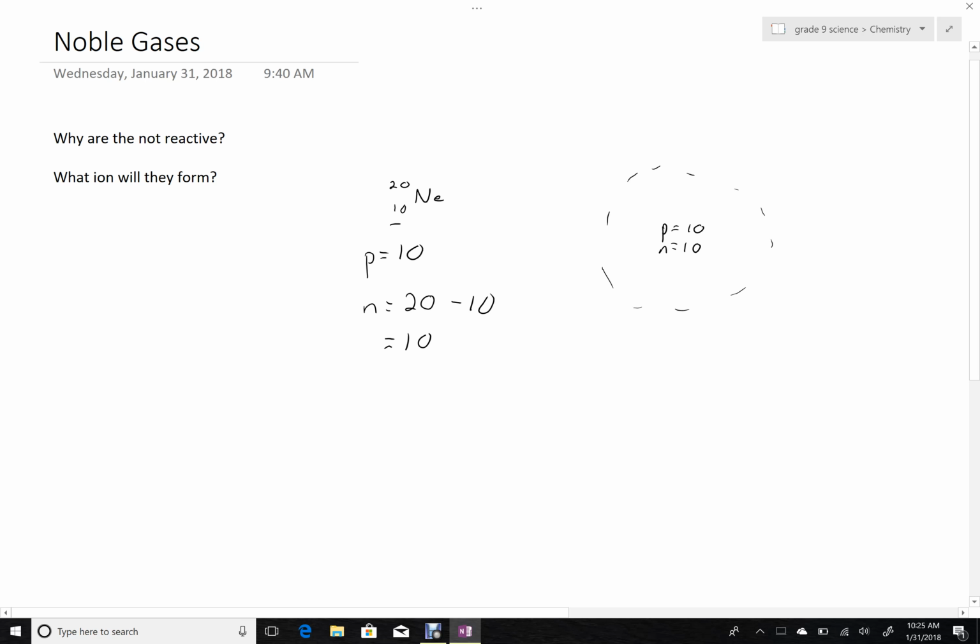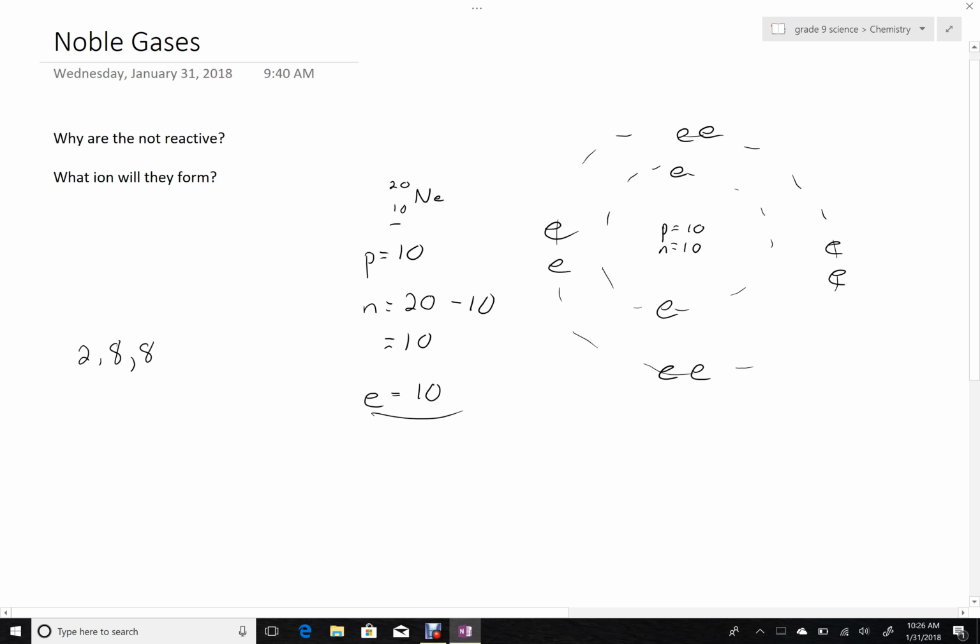Now to figure out what ion they'll form, I'm going to do the same thing I did in the previous video, where I start by assuming that it's neutral, or that the number of protons and electrons are the same. Remembering our rule, 2, 8, 8, having put 2 electrons in the first shell, I have to start the next shell. And then I'm going to put 8 electrons in that shell. That gets me up to my 10.